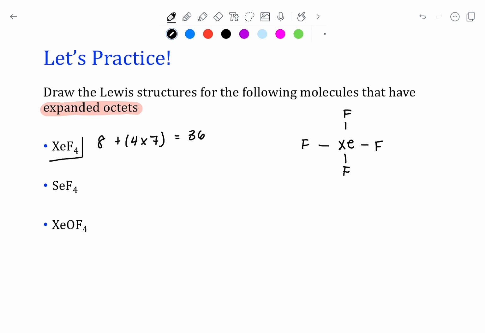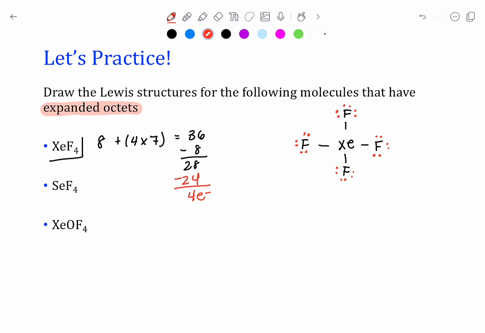Okay, so I made 4 bonds with 8 electrons. So I have 28 electrons left. I'm going to use those electrons to complete my octets on all of my fluorines. So that's 6, 7, 8, up to 24. I used 24 electrons to complete my octets, and I have 4 electrons left over.